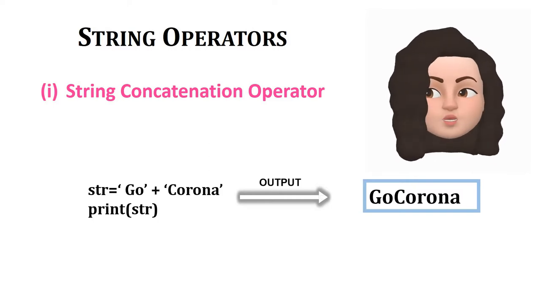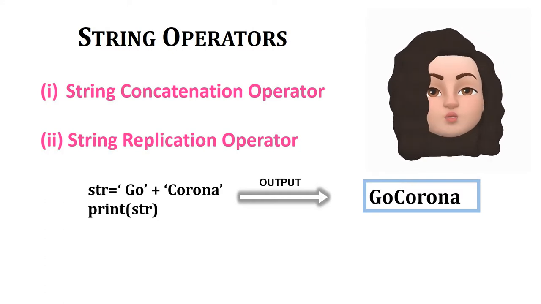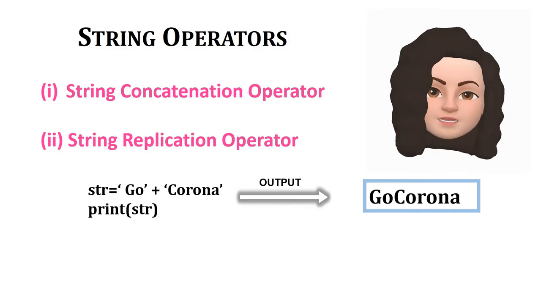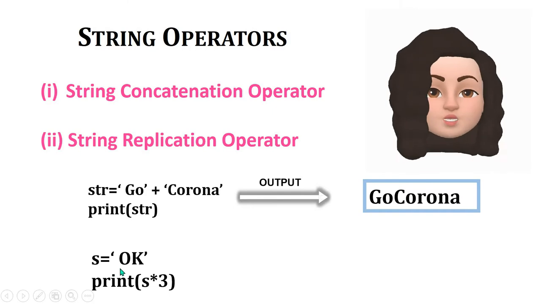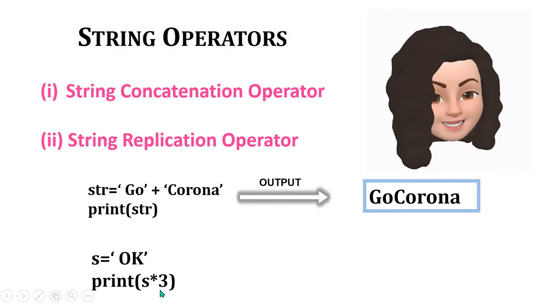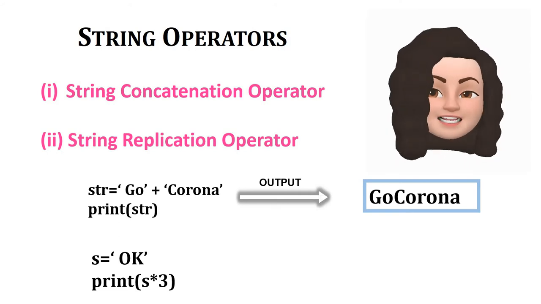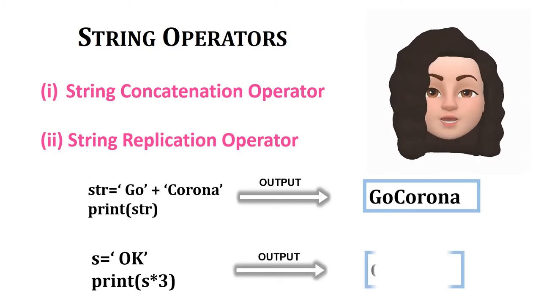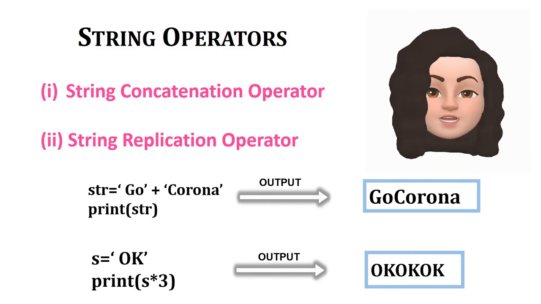Okay. The next one is the string replication operator. Replication operator is asterisk. This is used to repeat a string a specified number of times. For example, look at this. s is equal to "okay". This is a string. Now I want to repeat this string 3 times. So print s. s is the string, asterisk, a number, an integer value, 3. So the output is okay okay okay. Since I have given 3, the string is repeated thrice.